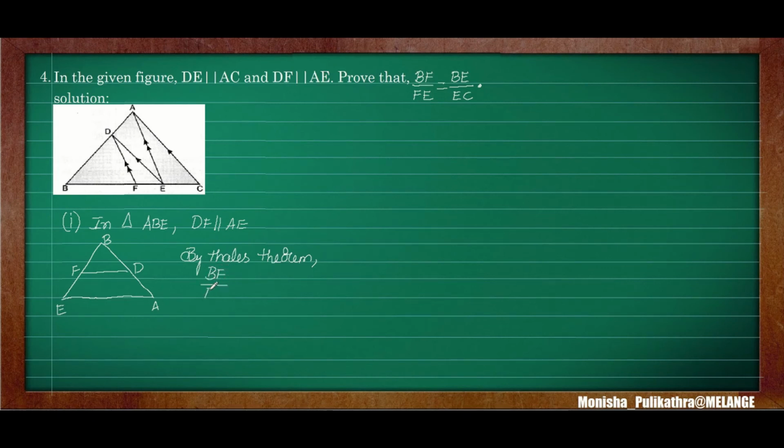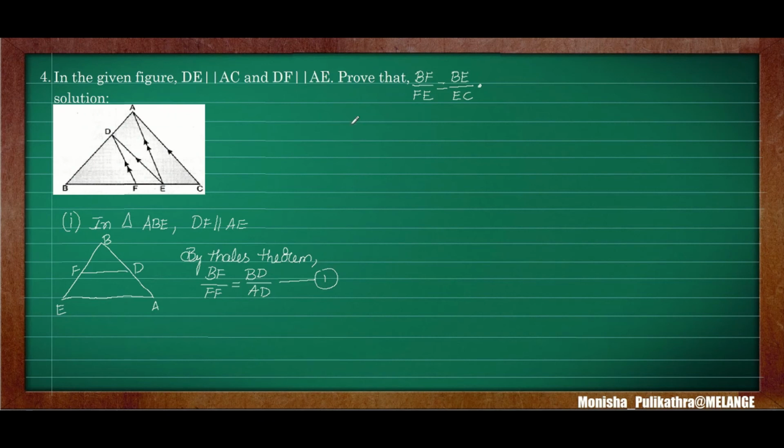BF by FE is equal to BD by AD. Okay. So BF by FE is equal to BD by AD or DA. You can take DA or AD. So BF by FE is equal to BD by DA or AD. So this can be equation number 1.